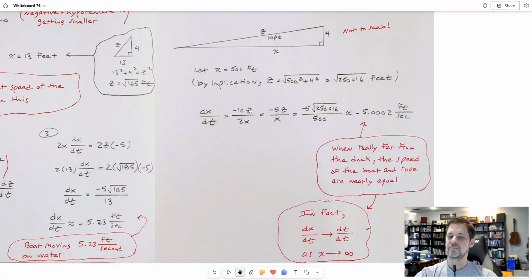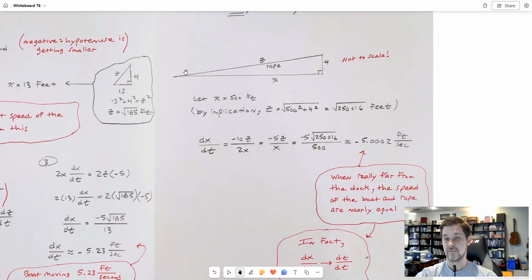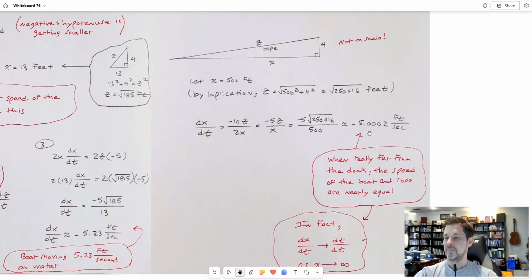I know that z is now root 250,016 and x is 500. I'm still just working out of this equation, putting my numbers in. And look what I get: negative 5.0002 feet per second. So that boat's far out there, and it's basically matching the speed of the rope being reeled in. I think this number bears it out.